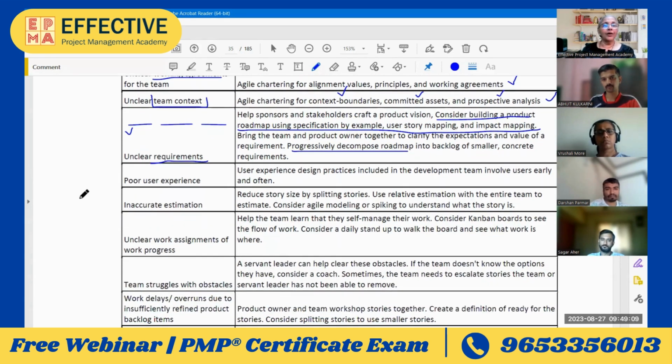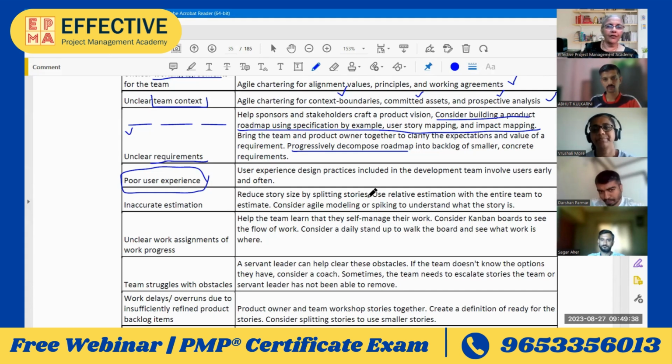Poor user experience. User experience design practices included in the development team involve users early and often. Okay, does that sentence actually mean anything for you? It doesn't mean anything for me either. Okay, what does it? So this is something, these tables I've taken from APG typically so that you will look at it from questions perspective.